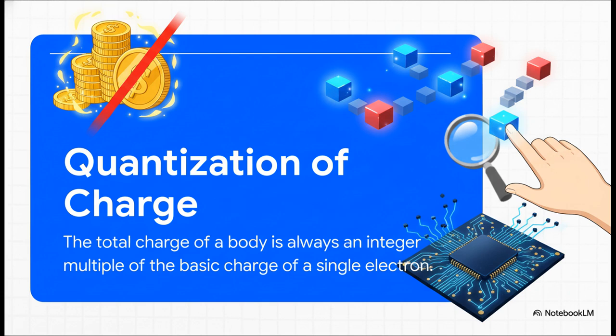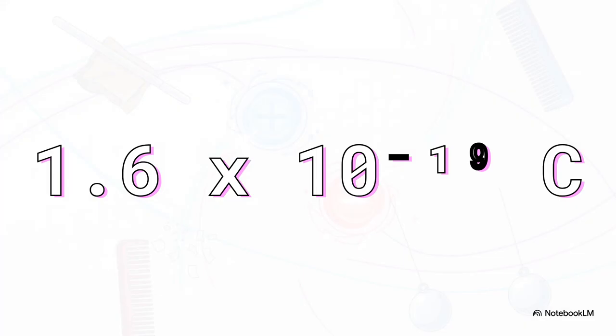Think of it like money. You can have 1 cent, or 2 cents, or $1, but you can't have half a cent. Charge works exactly the same way. And that smallest little cent of charge has a specific value. This ridiculously tiny number you see right here. This is the elementary charge. The crucial point is that all charge in the universe is just a collection of these tiny packets. You can transfer one of them, or 2, or 1 billion, but never, ever 1.5.